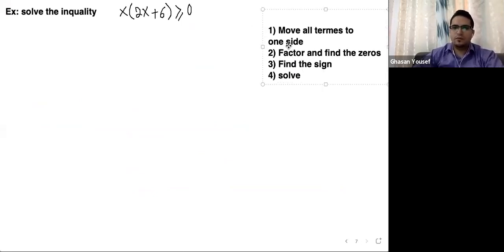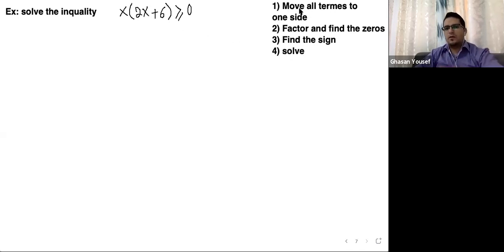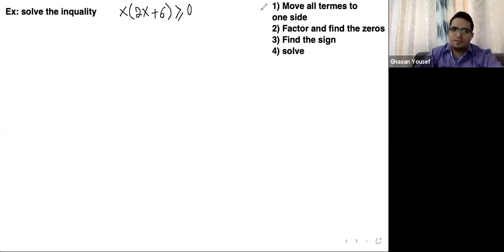Okay, the first step: move all terms to one side. How can we move all terms to one side? It's already done, everything is on one side. So number one is done, because everything is on one side and the other side is 0. Eric, we don't have to expand this, we just keep it like this because we're going to factor it in the second step.